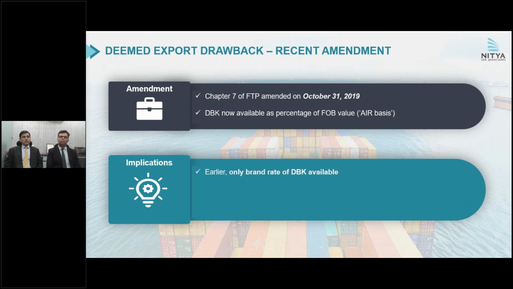As discussed earlier, only brand rate of drawback was available. On this, he could get the actual incidence of BCD, and it was a very complex procedure because he needed to submit the actual bills of entry on which BCD incidence has been imposed. He needed to prove that such inputs have been used in manufacture of export goods. Now, with this all industry rate, he need not do anything, and he can simply, by proving that he has supplied goods to deemed export categories, get a flat drawback rate.